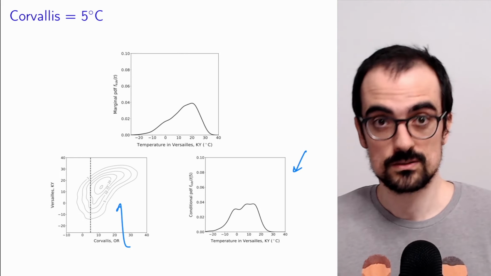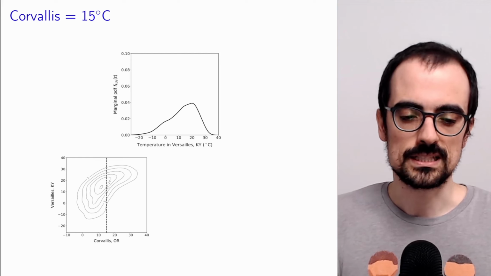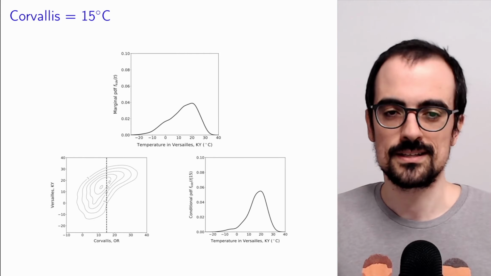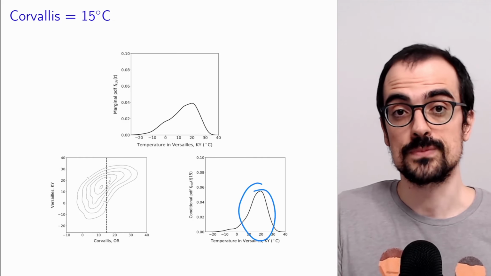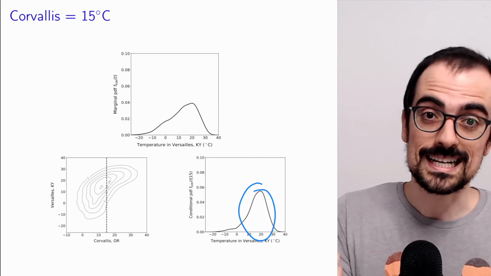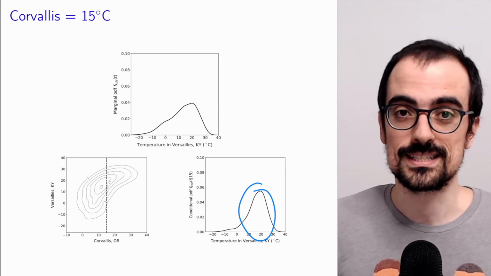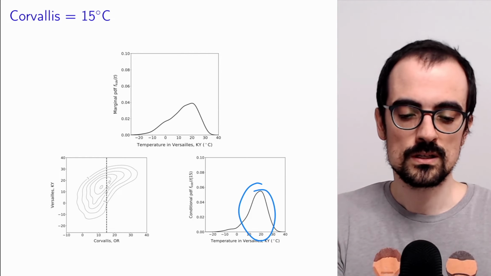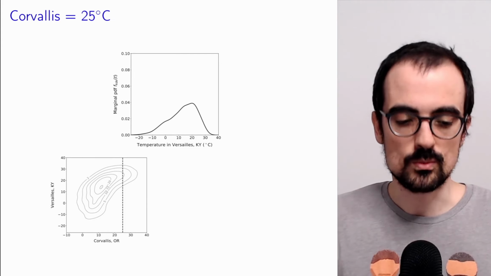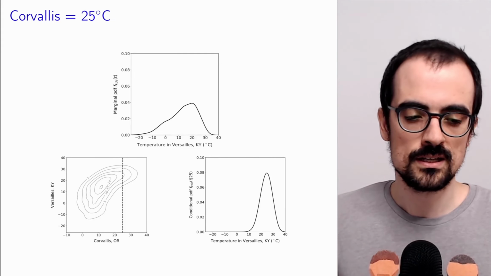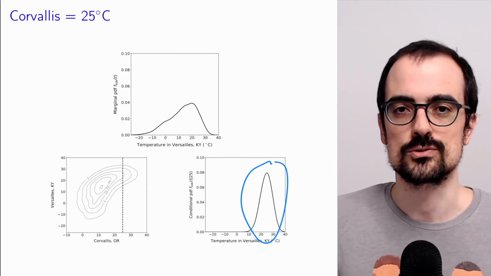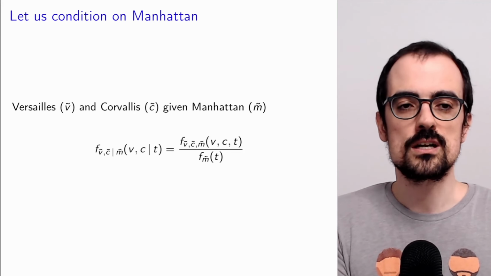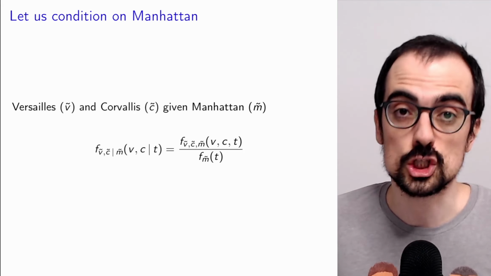When it's warmer in Corvallis, it's also warmer in Versailles. So to make that even clearer, when it's 15 degrees Celsius in Corvallis, we see that it's warmer in Versailles, that it starts concentrating around warmer temperatures. The dependency is not as strong as between Kentucky and Kansas because Oregon is farther away. We're going to see a map in a moment. Now, when it's really warm in Corvallis, it's really warm in Kentucky. Here the dependency is actually relatively strong. So what have we learned? We have learned that Versailles and Corvallis are definitely not independent.